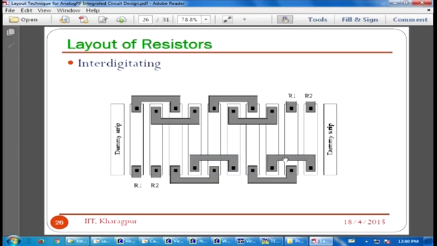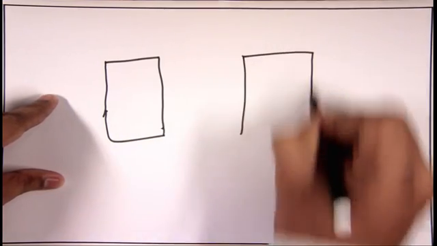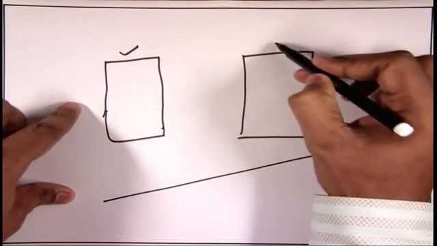Resistors also you can make, suppose resistors whose value is very high. So these are two resistances, R1 and R2. If we put them side by side, this is one resistor and this is one resistor. Again the variation will come for this value and for this value.